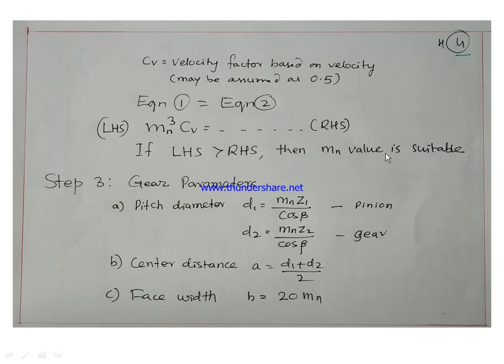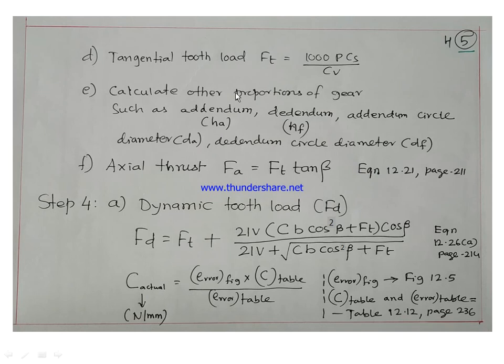than this side. Then after having determined the module, you can calculate the gear parameters such as pitch diameter of the pinion, pitch diameter of the gear by using the standard equations, center distance, face width and so on. Then the tangential load Ft based on the revised value of Cv. Then calculate other proportions of the gear such as addendum, addendum circle diameter, etc.